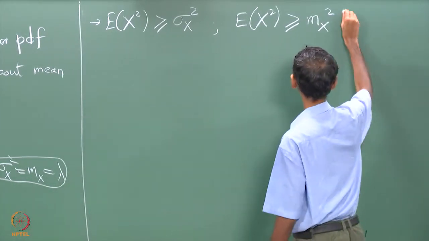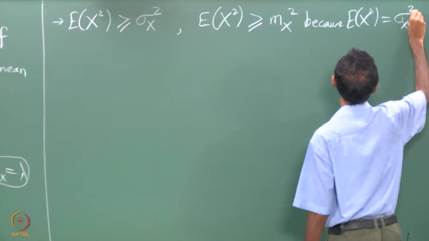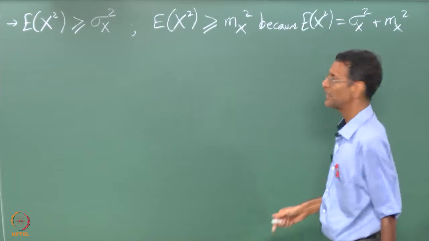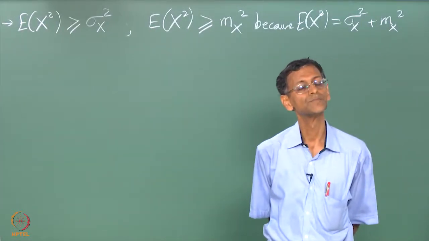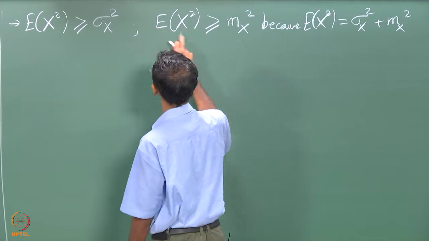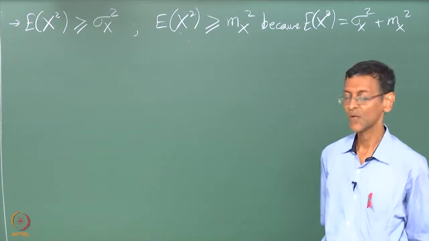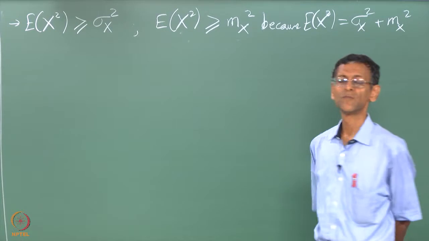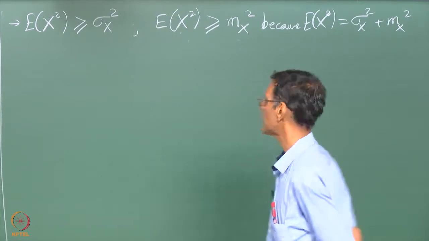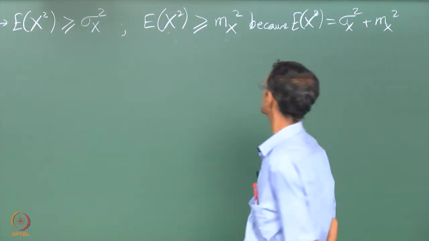Why? Because what is E of x squared? It is exactly equal to sigma x squared plus mx squared, and this is a relation between non-negative quantities in general, right. So the difference here is sigma x squared, and the difference there is the mean squared. So when is E of x squared equal to sigma x squared? For any zero mean random variable, the variance is exactly the same as its mean squared value. So I can have mx equal to 0, which means this will be equal to that, right.